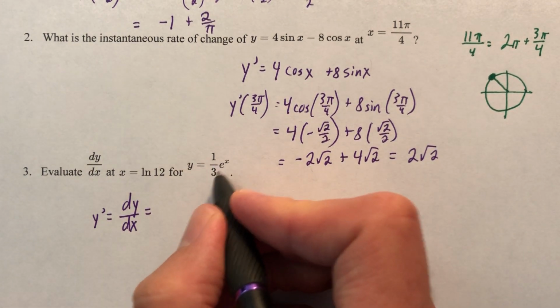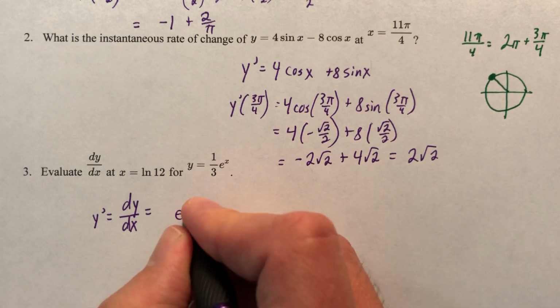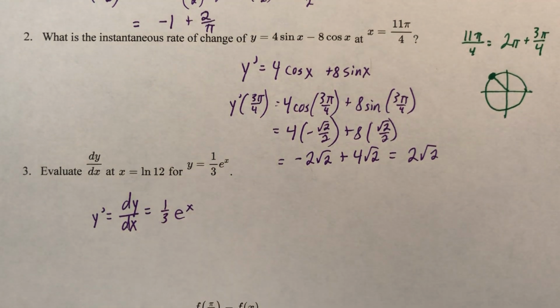So the derivative of 1/3 e to the x, well, the derivative of e to the x is e to the x, and we have a constant. Here's that constant multiple rule. So just put the 1/3 in the front.